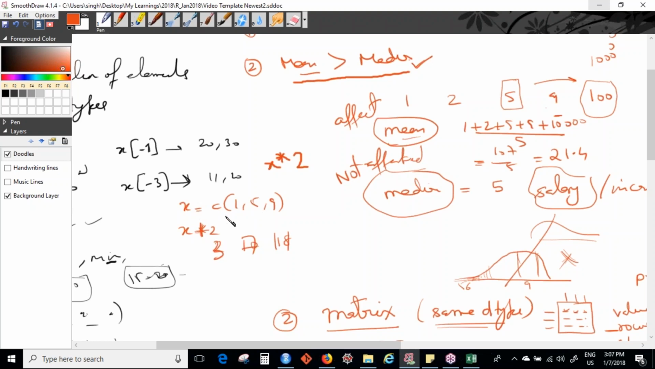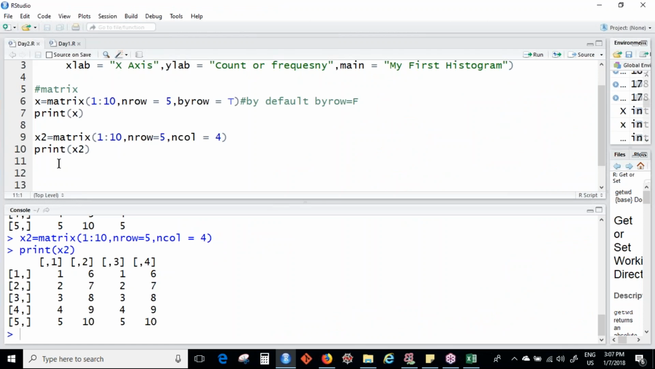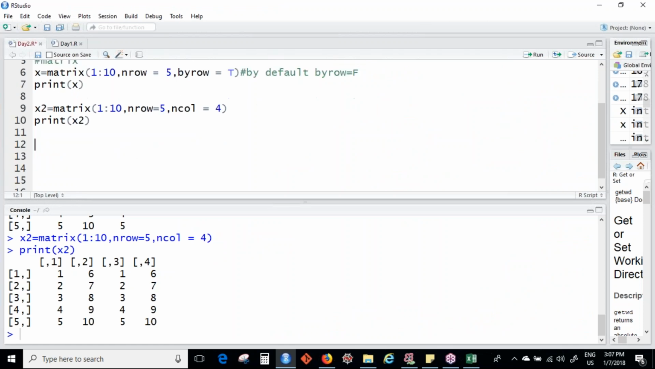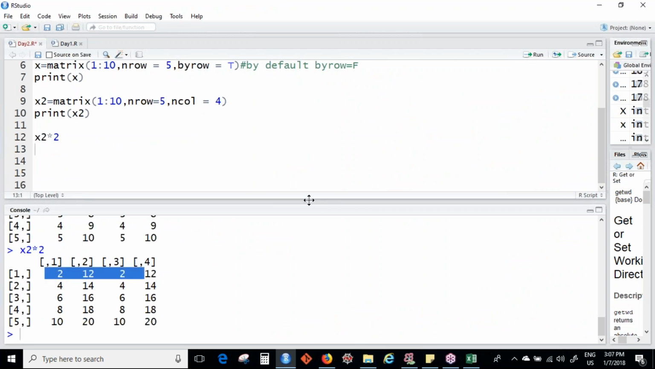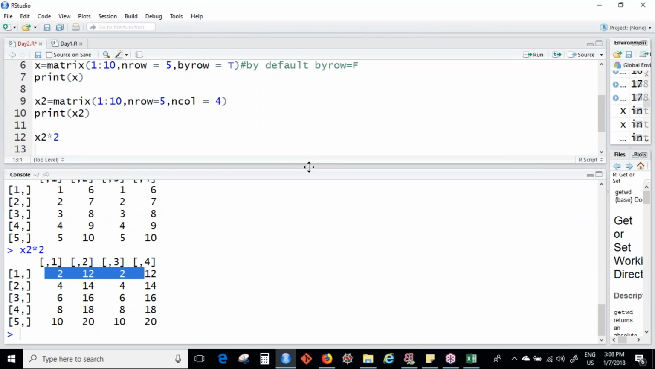Similarly, if you have to add 2 to each element in a vector, you can just write x plus 2. So that will give you 3, 7, and 11. Okay. And the same is true for a matrix also. So let's say this is our x2, right? Let's say I want to multiply every element in this matrix by 2. So I will just write x2 into 2. So see, it has multiplied every element in that matrix by 2.